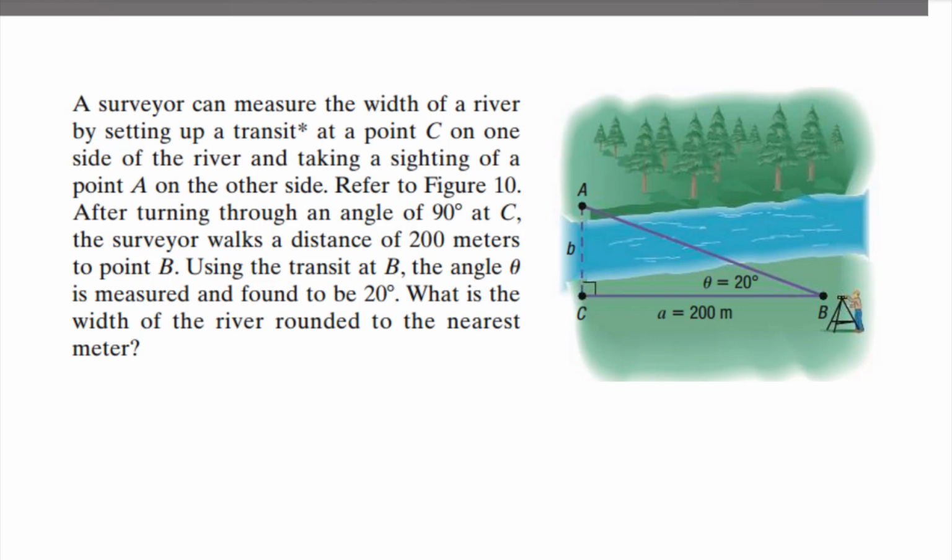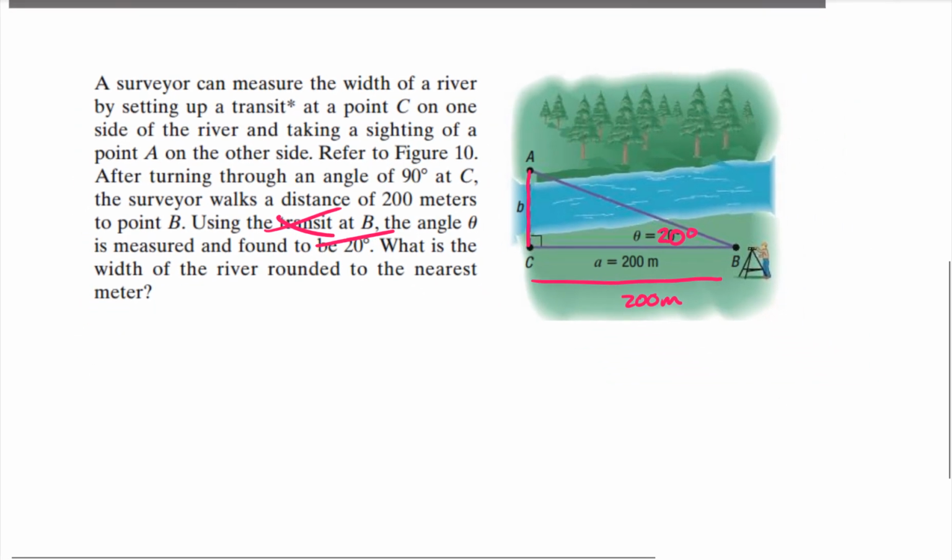After turning through an angle of 90 degrees at C, the surveyor walks 200 meters. So it's saying from C to B, it's 200 meters. Then at B, the angle theta is measured to be 20 degrees. So that's 20 degrees. What is the width of the river? Did they really need to say all those words? Is this an English class? Or maybe this is a surveying class where we need to know what a transit is. All right, I'm done.